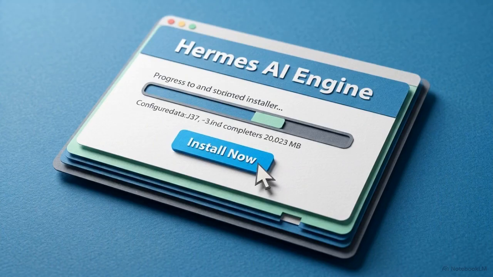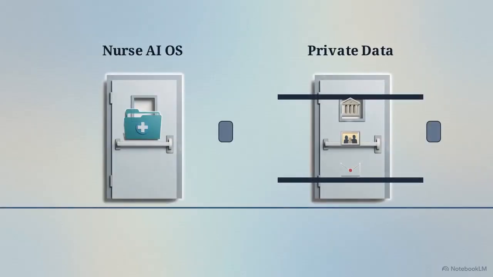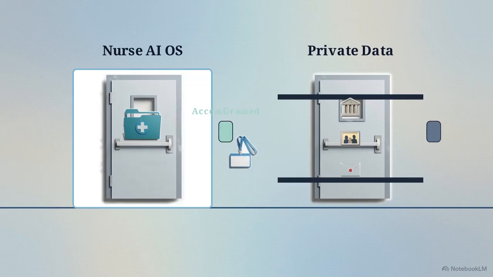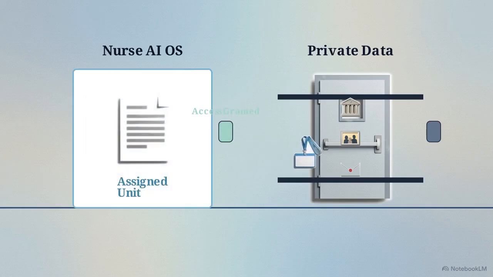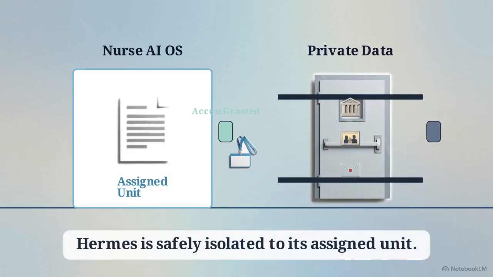Now, download and install Hermes, the open-source software engine that will power your local AI. During setup, point Hermes directly to your Nurse AI OS folder, granting access to only that directory. Think of this as badge access for a float nurse, restricting staff to an assigned unit. It cannot wander into other areas of your computer.